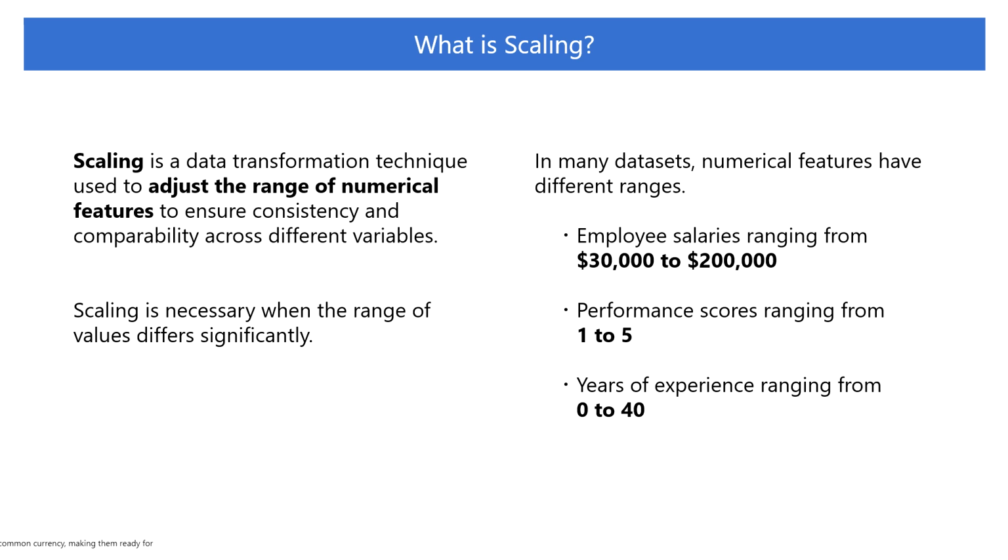In many datasets, numerical features have different ranges. For example, in an employee dataset, we might have these features. Employee salaries ranging from $30,000 to $200,000. Performance scores ranging from 1 to 5. Years of experience ranging from 0 to 40. When we use these features for predictive analytics, we often need to apply scaling to these features because the difference in range can cause various problems in machine learning.